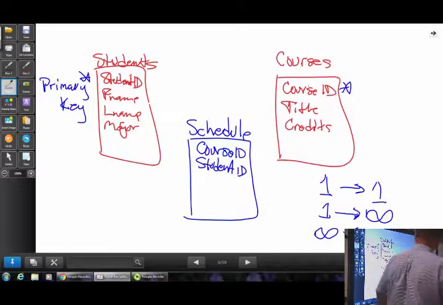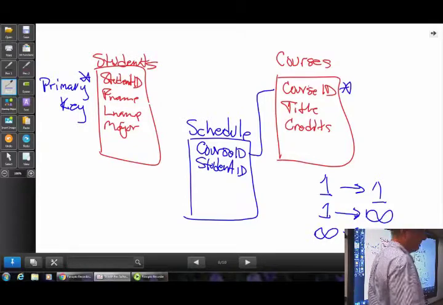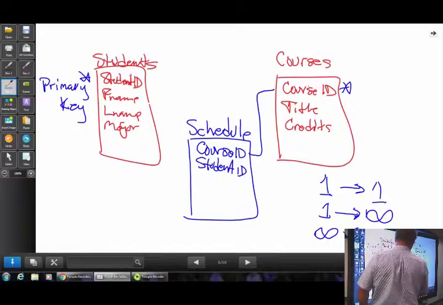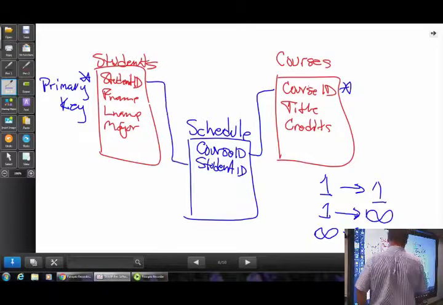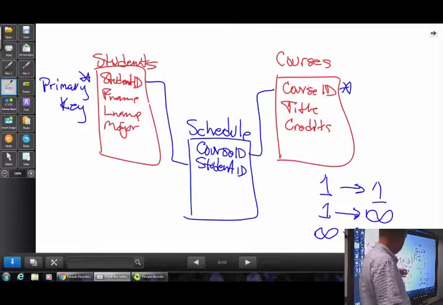Now, like you were saying a minute ago, I have course ID linked back to the courses table. So if I find a course ID in here that somebody signed up for, I know what the title is, the number of credits, and all that stuff. Same with the student ID field. I see a student ID in this table. I don't know who it is. I don't know what their major is or any of that stuff. But I can find out by tracing it back using the relationship.